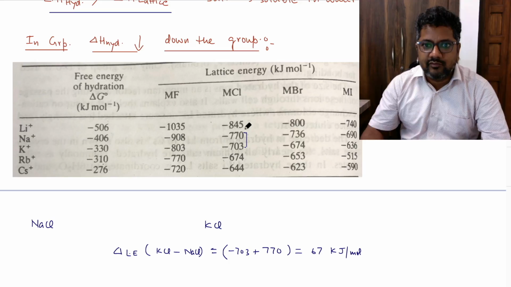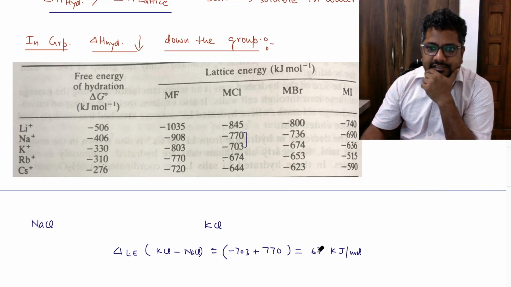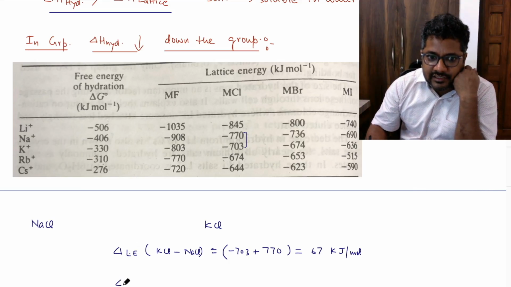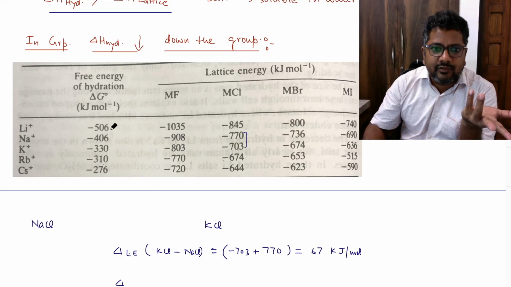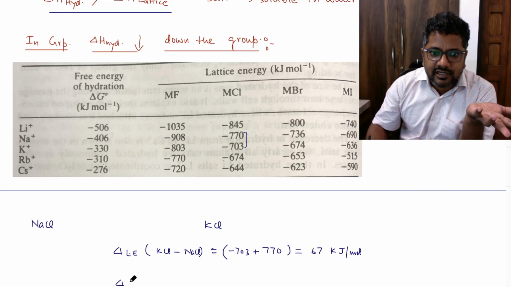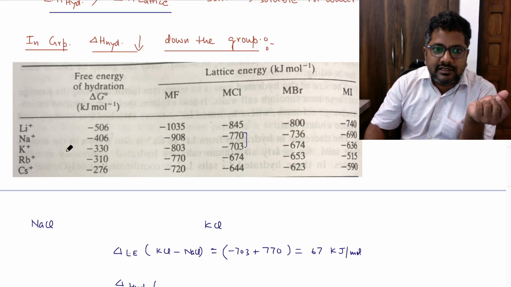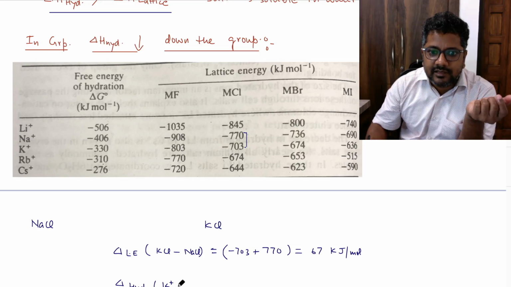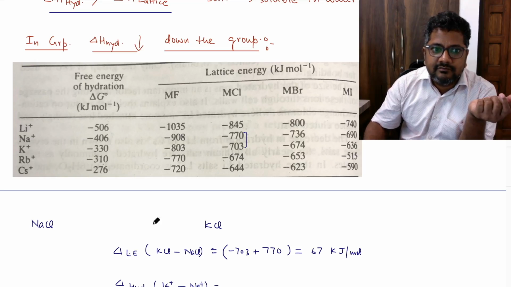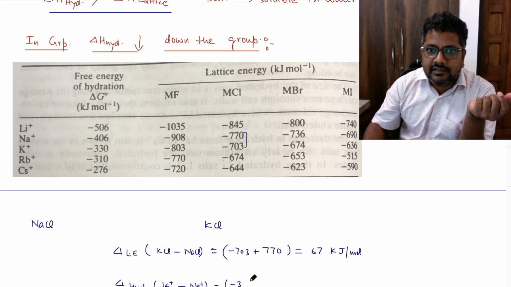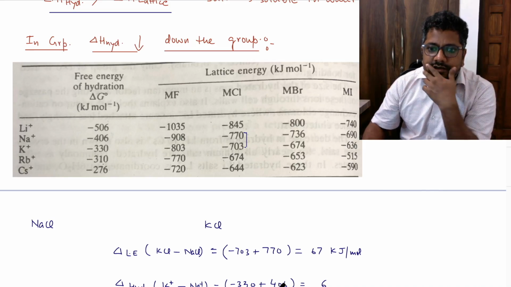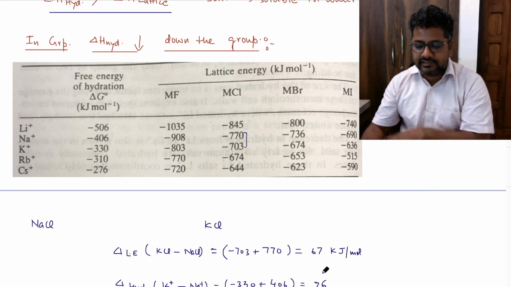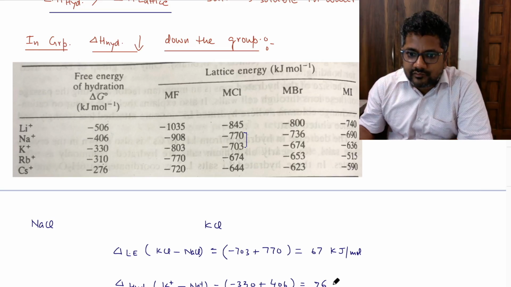The difference when you are moving from NaCl to KCl, this difference is 67. Now come to the hydration enthalpy. So chloride is same, no need to take the chloride, only you can take sodium and potassium. So delta H hydration from K+ to Na+, this will come minus 330 plus 406. So this is 76 kilojoules per mole.